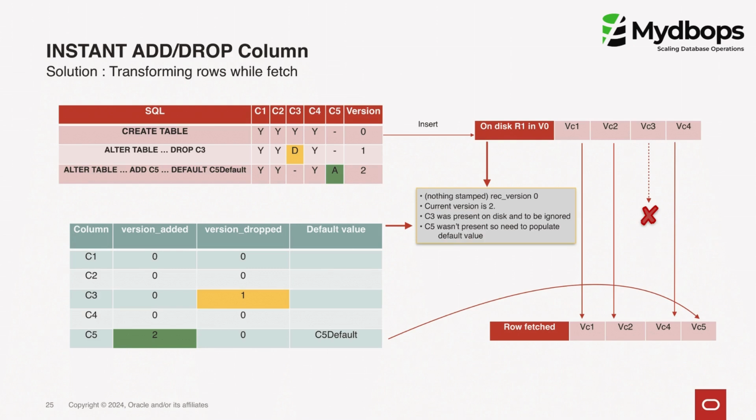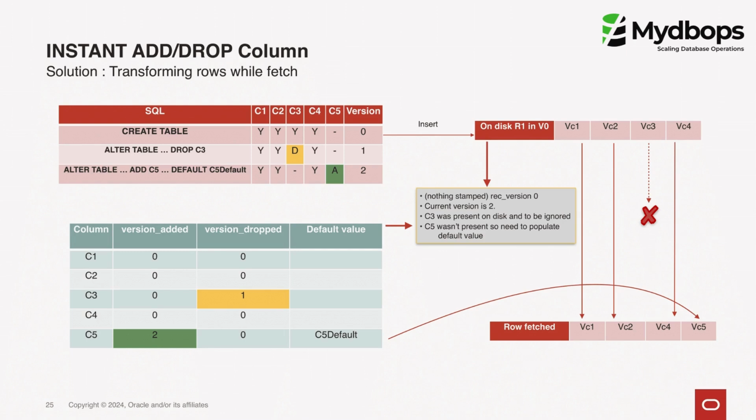Now I did alter table drop column C3. So column C3 has been dropped, and this has been noted down in the data dictionary: this column is dropped in version 1. Now we did alter table add column C5 with a default value. Now the table version has gone to 2, and C5 has been added. How does the data dictionary look? This is how it looks.